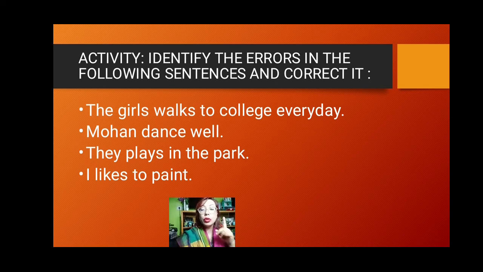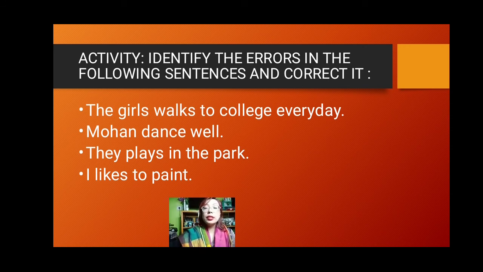Number two, Mohan dance well. Now, Mohan is only one. That is a singular subject. Then the verb should be what? The verb should also be singular, right? But here, the verb is what? Plural, dance. Right? So, what do we have to add in order to make a verb singular? S or ES. So here, Mohan dances well.